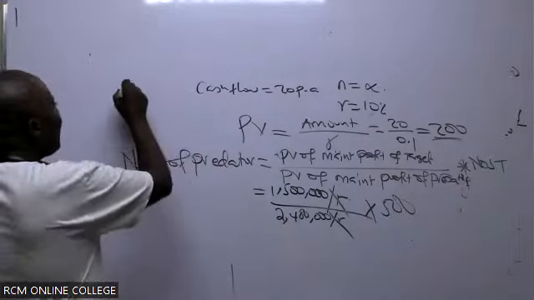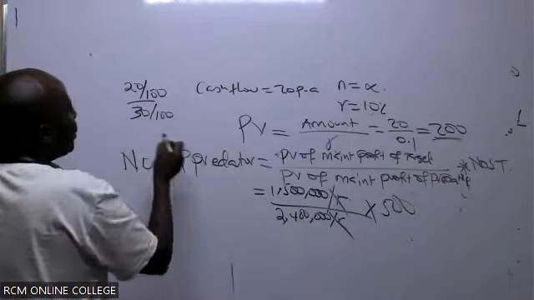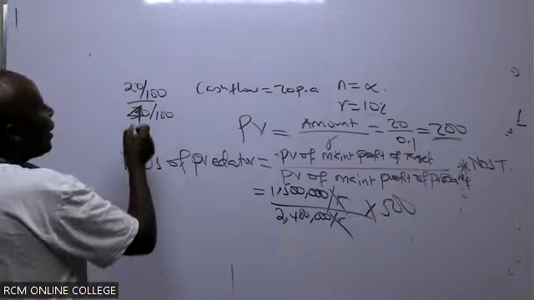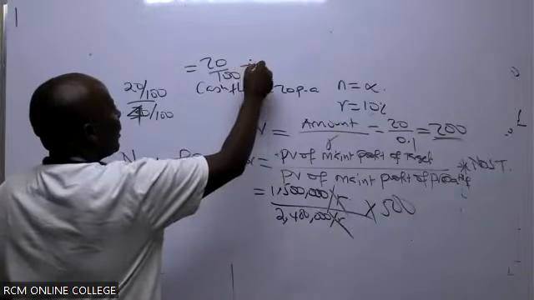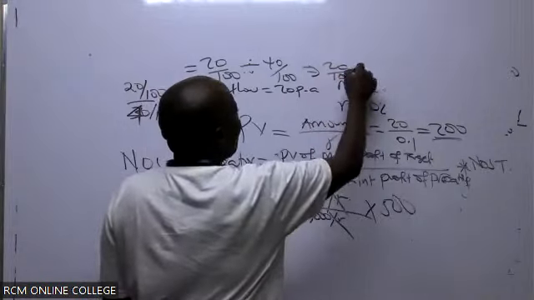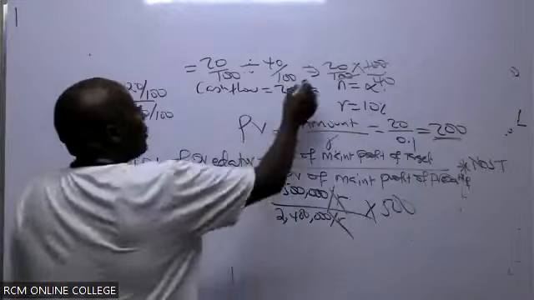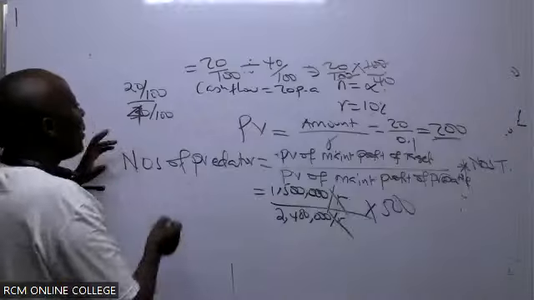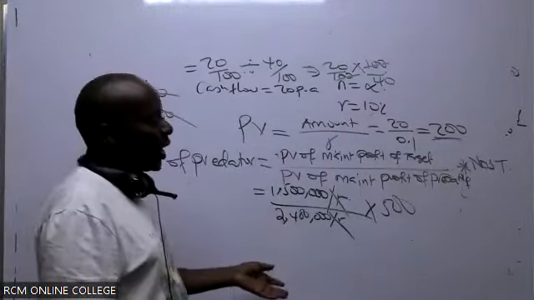If you're given 20 over 100 divided by 40 over 100, trust you me, this will be the same as saying 20 over 100 times 100 over 40. So at the end of the day, we're getting 20 over 40. If these denominators are the same, we always cancel them directly. So we shall cancel this R and this R.